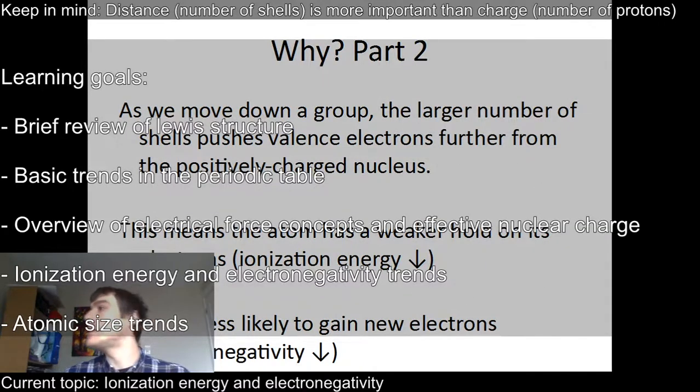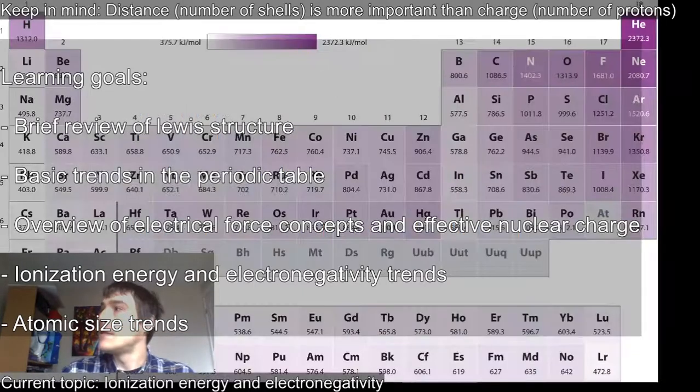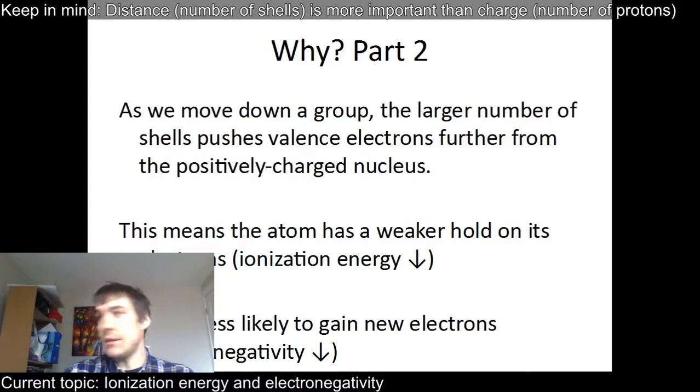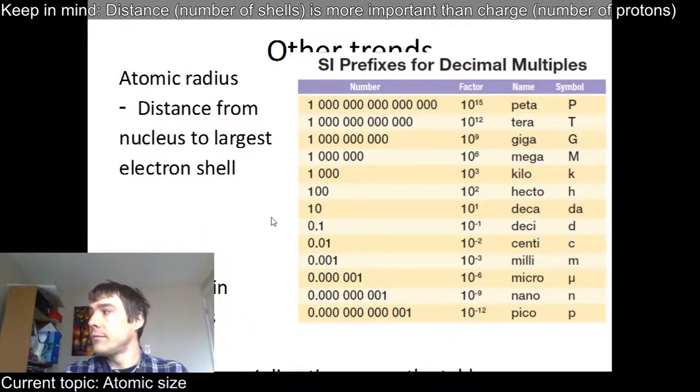The last piece here is atomic size. Now you might imagine atomic size has a lot to do with the same thing, effective nuclear charge, because the protons pull on the electrons, bring them closer in. I'm going to pause and talk about atomic size for a second. Okay, so the last trend is atomic size. Keep in mind, distance is more important than charge.